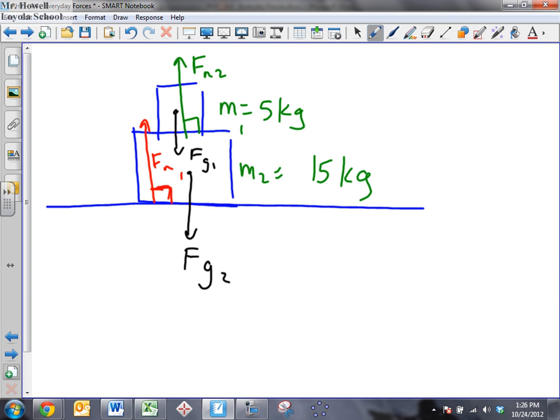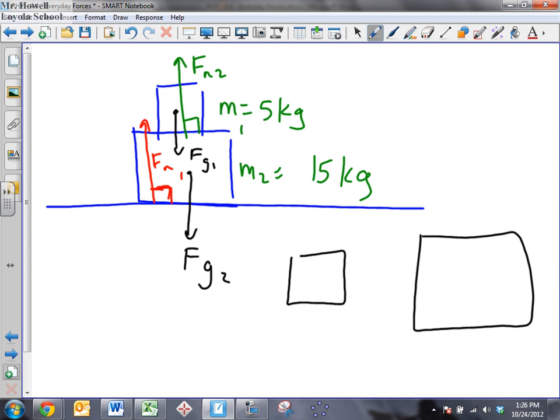There's a lot going on here. Each object has its own mass, therefore each object exerts a force downward. I want to draw the free body diagram of these objects individually. So, first, let's draw the smaller object on top. Then we'll draw the larger object on the bottom over here.